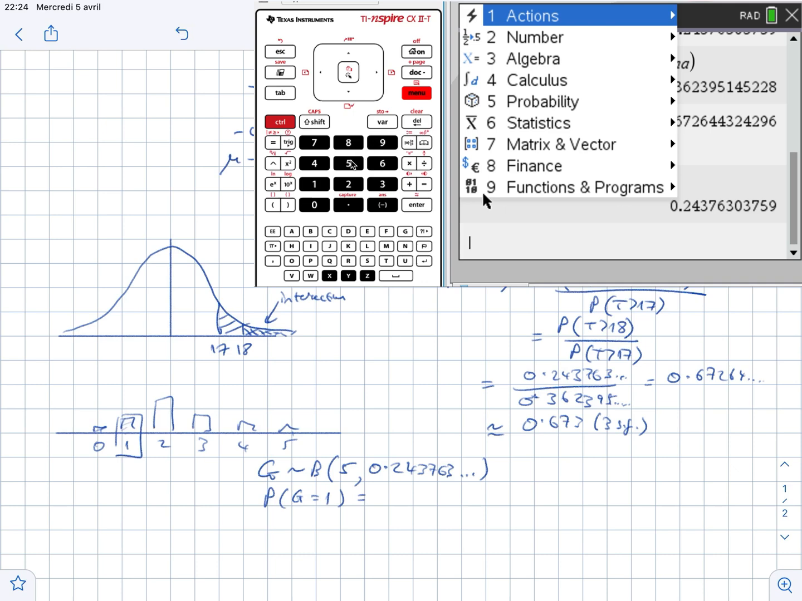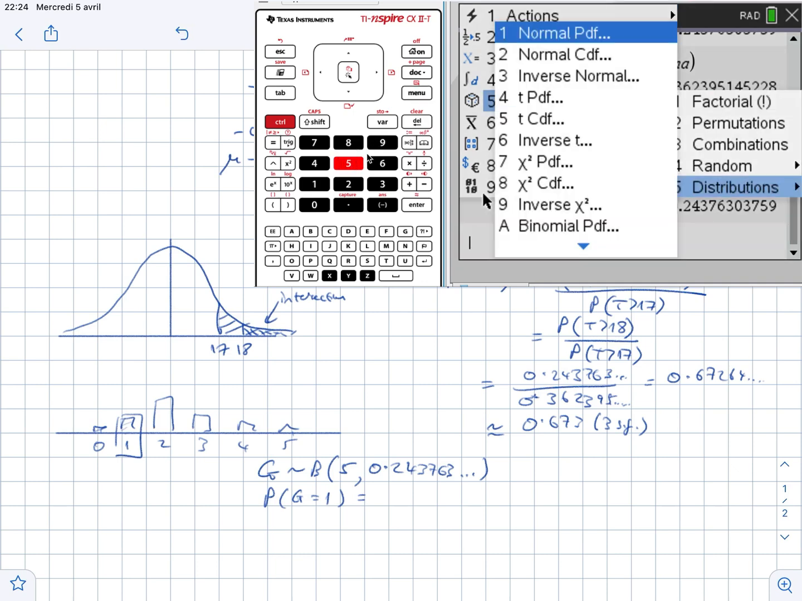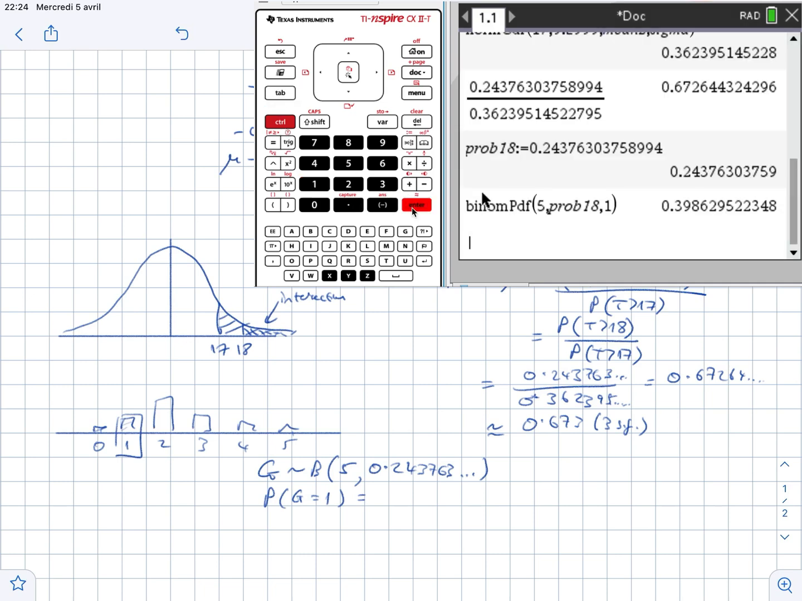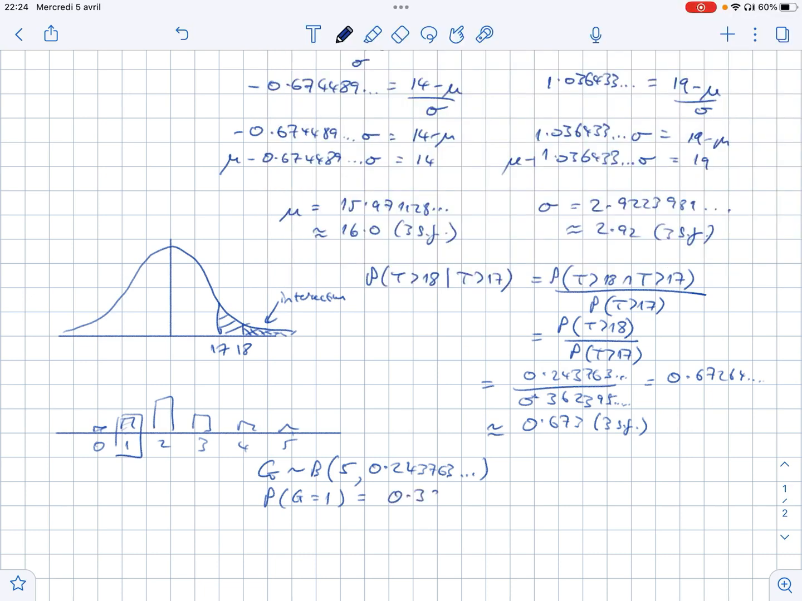Menu, probability, distributions, binomial. We want a PDF first to be equal to 1, so that's A. Number of trials is 5. Probability of success. Go and pick up my probability of 18. We got X value to be once, and enter that. Gives the probability of getting it 1 time out of the 5. Probability G equals 1 gives me 0.398629, which is approximately equal to 0.399 to 3 significant figures.